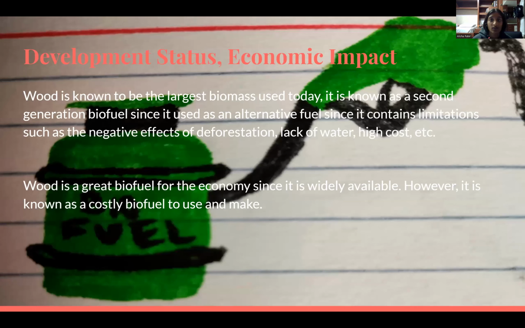Wood is known to be the largest biomass used today. It is known as a second-generation biofuel since it is used as an alternative fuel, though it contains limitations such as negative effects on deforestation, lack of water, high cost, etc. Wood could also be a great biofuel for the economy since it is widely available. However, it is known as a costly biofuel to use and make.